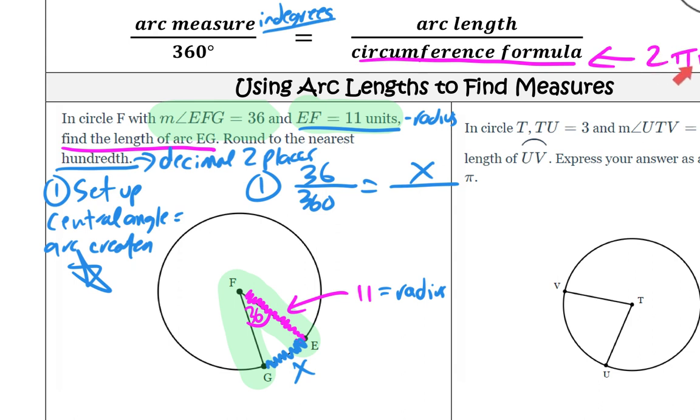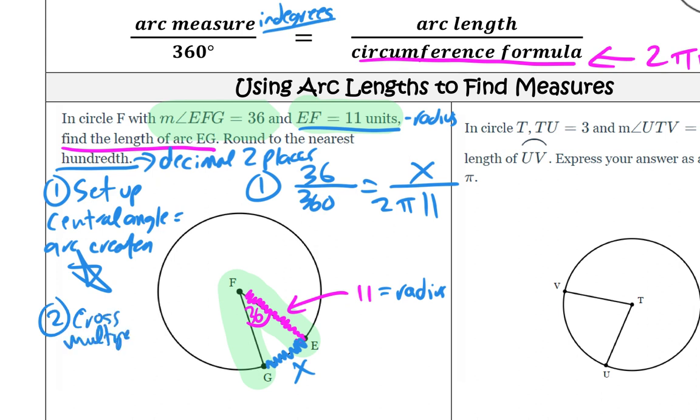We said this formula is 2 pi r, so we're going to put 2, then pi, then the radius. Instead of r, we're going to put 11. I can just put it like that, 2 pi 11. Now that we set it up, the second step is we're just going to cross multiply.